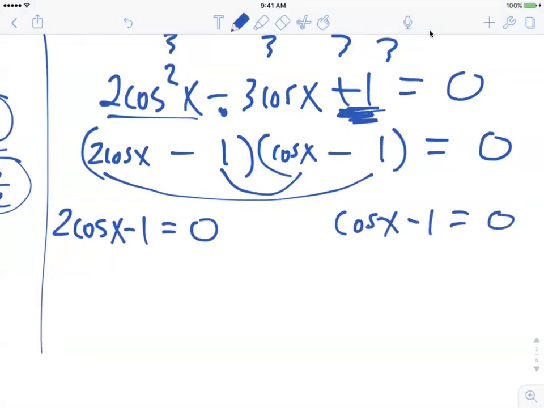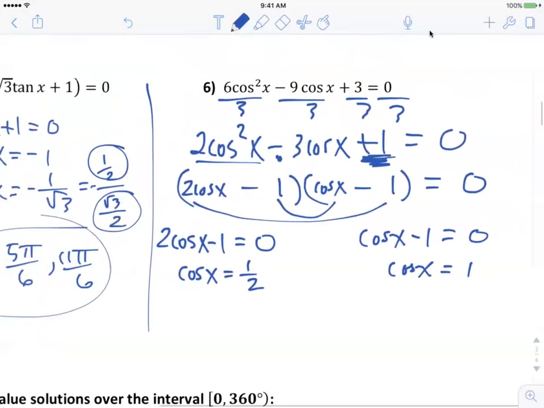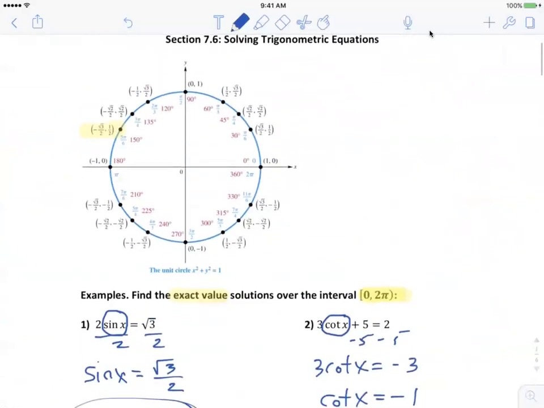Okay. If I solve this, I add 1 divided by 2, that's a half. This one, 1. So on my unit circle, I'm just thinking, okay, is there any place where the cosine is a half or the cosine is equal to 1? And you could think about it or look at it. Cosine 1/2 happens there and there, right? And cosine equal to 1 happens there, right? Looking at that x coordinate for the cosine. So I got 3 answers. I got 5 pi over 3, pi over 3, and 0.